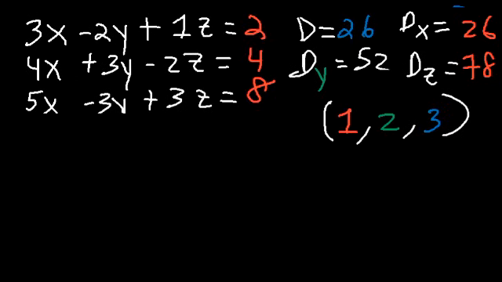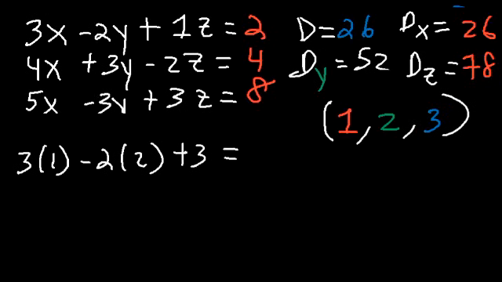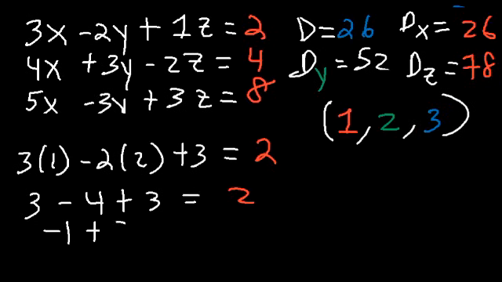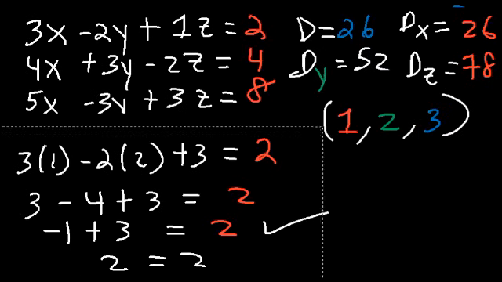So let's plug in. X is 1, y is 2, and z is 3. Let's see if that's equal to positive 2. So 3 times 1 is 3, 2 times 2 is 4, and 3 minus 4 is negative 1. Negative 1 plus 3 is indeed equal to 2. So therefore, it works for the first equation.